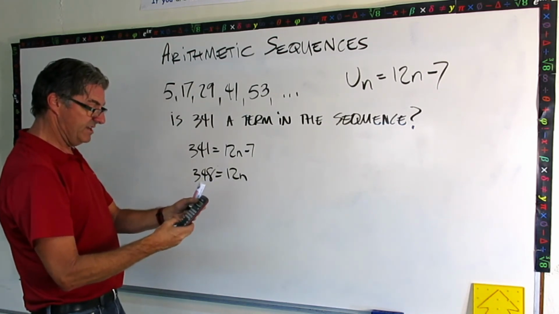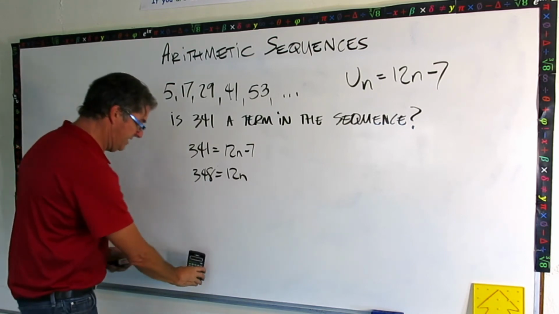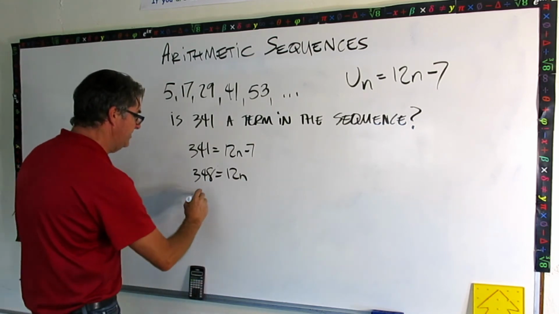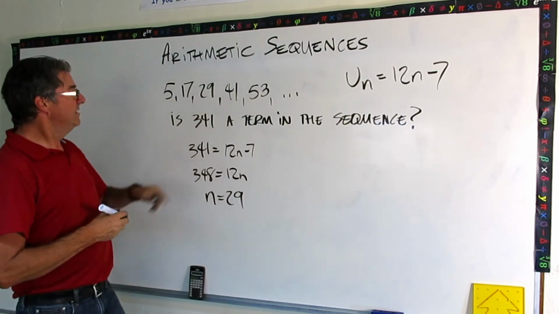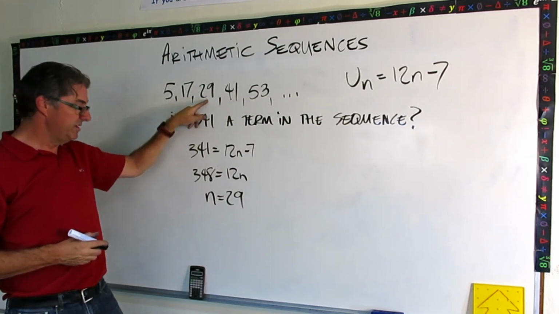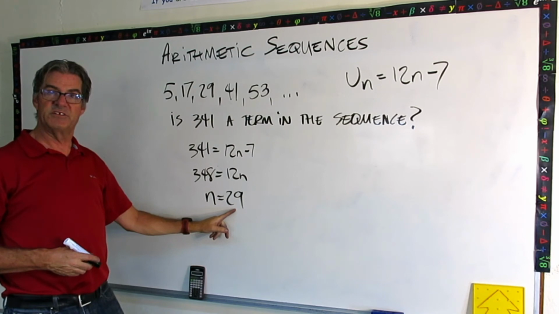348 divided by 12 equals 29. So this one gives us n equals 29. So that tells us not only that 341 is part of the sequence, it's the 29th term in the sequence.